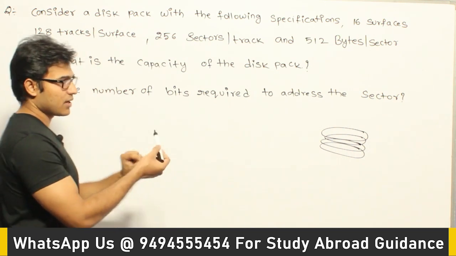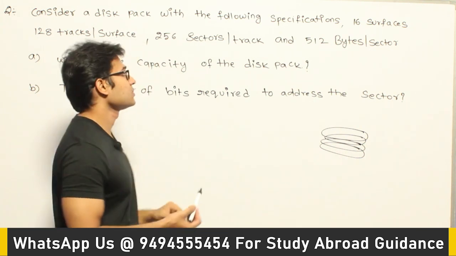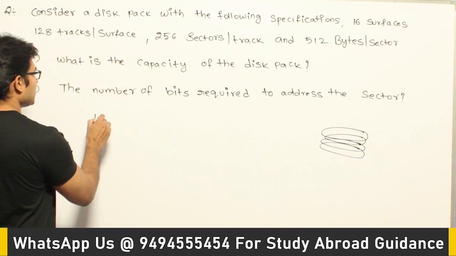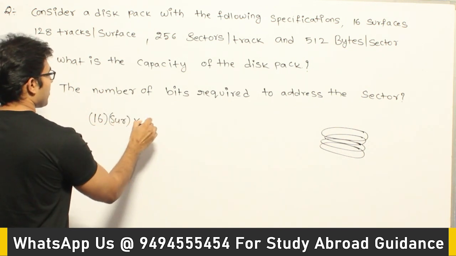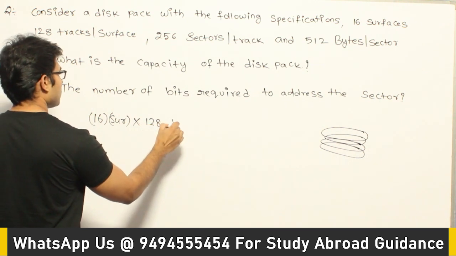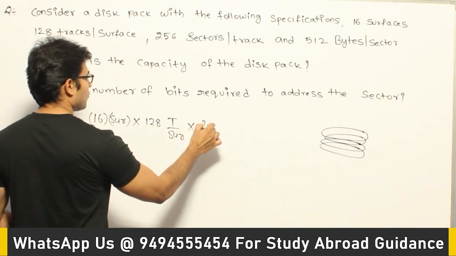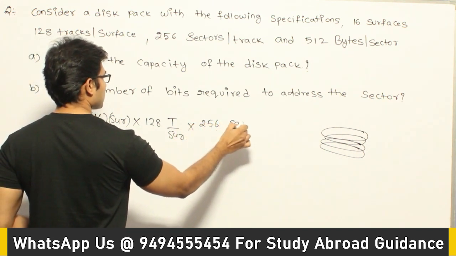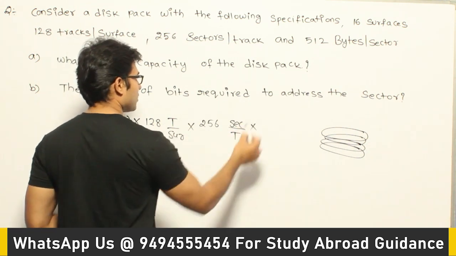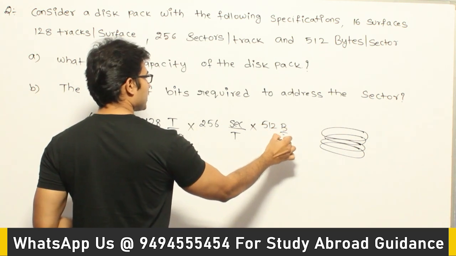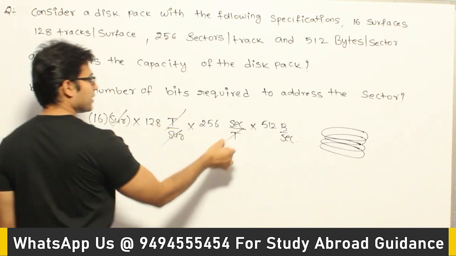And on both sides you can have data stored. That is why each disk is going to give you 2 surfaces. So how many surfaces are given? 16 surfaces are given. And how many tracks are there? 128 tracks per surface. And how many sectors are there? 256 sectors per track. And what is the size of each sector? 512 bytes per sector.